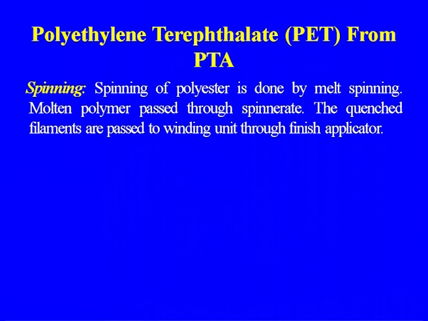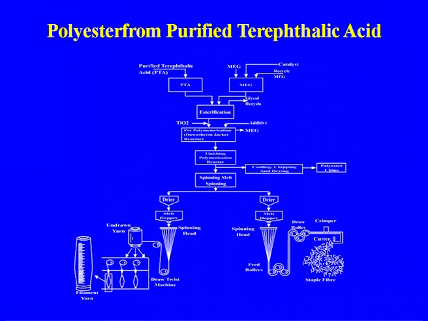Spinning of polyester is done by melt spinning. Molten polymer passes through the spinneret, which has a number of fine holes. After quenching, the filaments are passed to the winding unit through the finish applicator. So this is the process which we already discussed, and we get two types of product: staple fibers or continuous yarn.